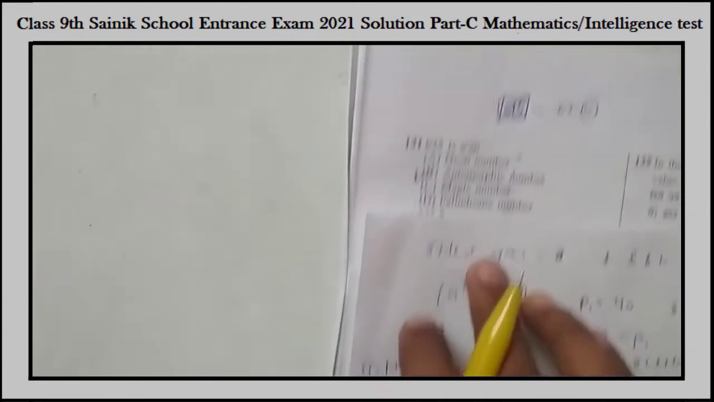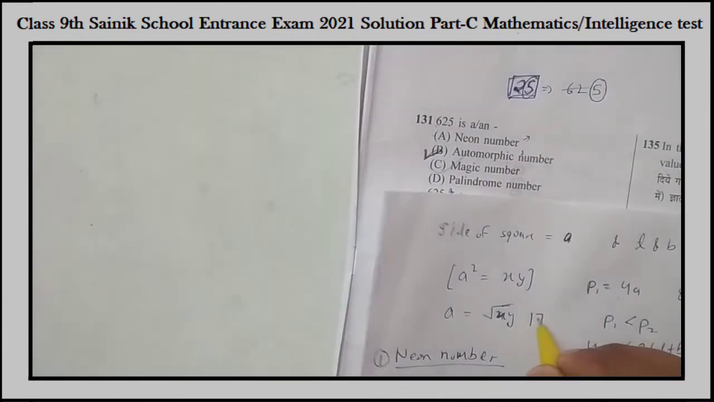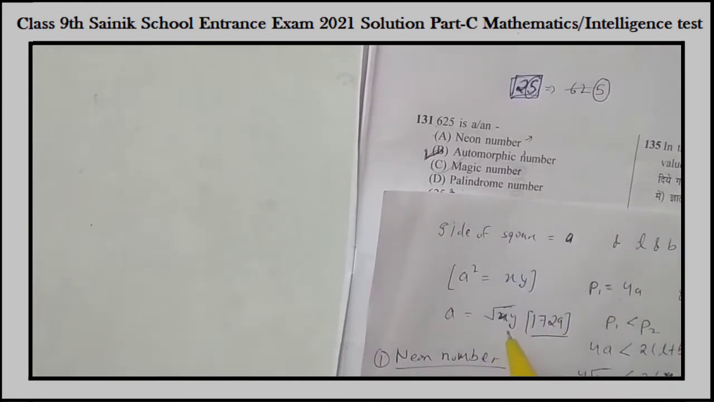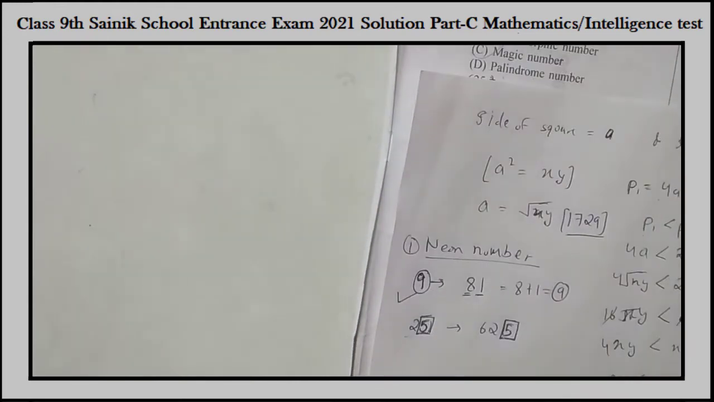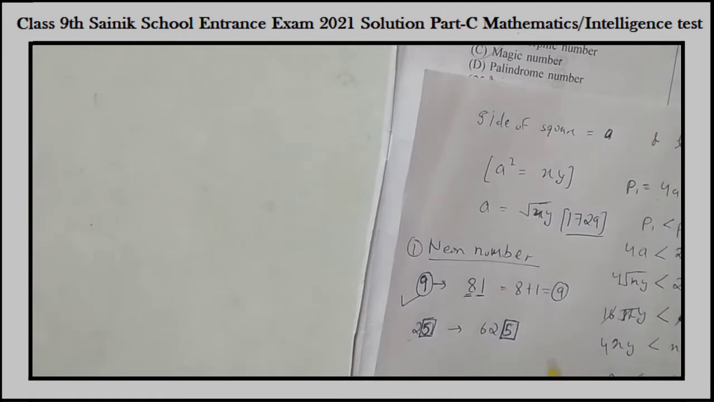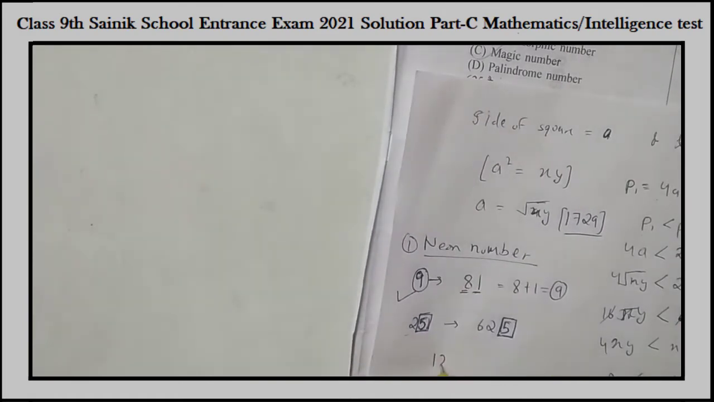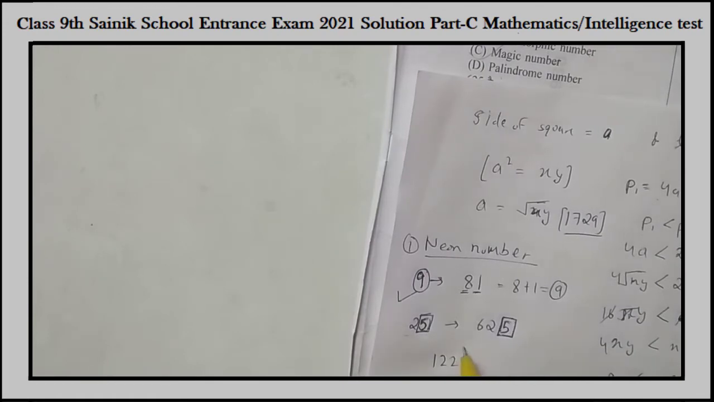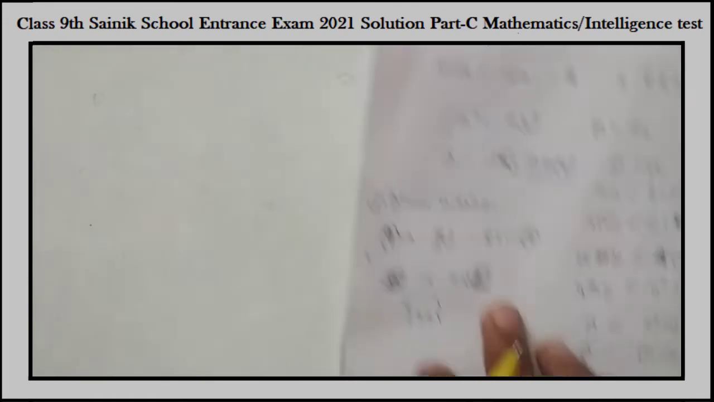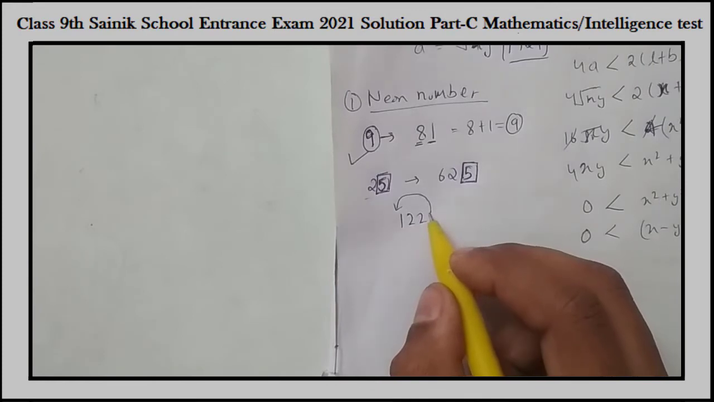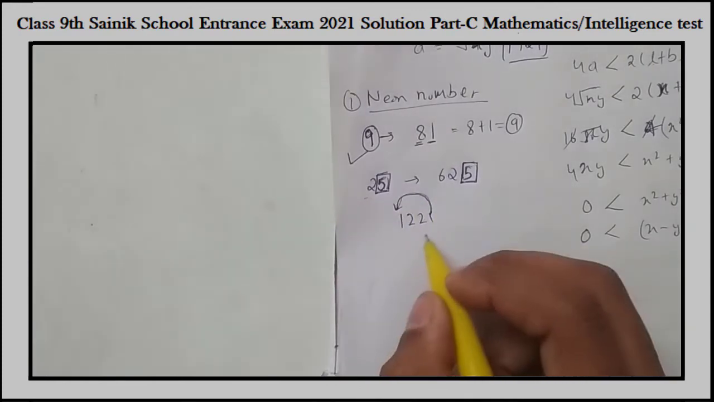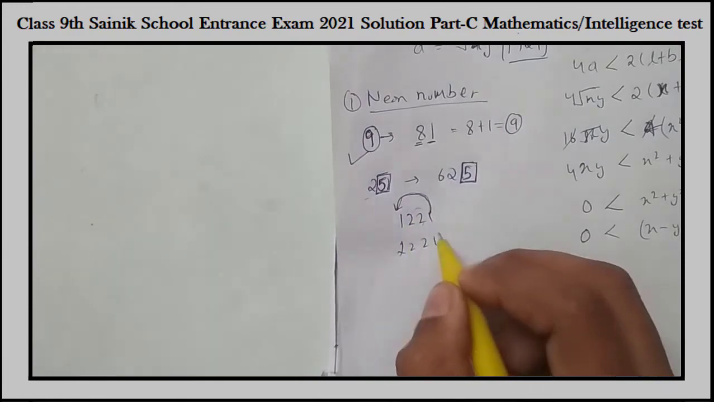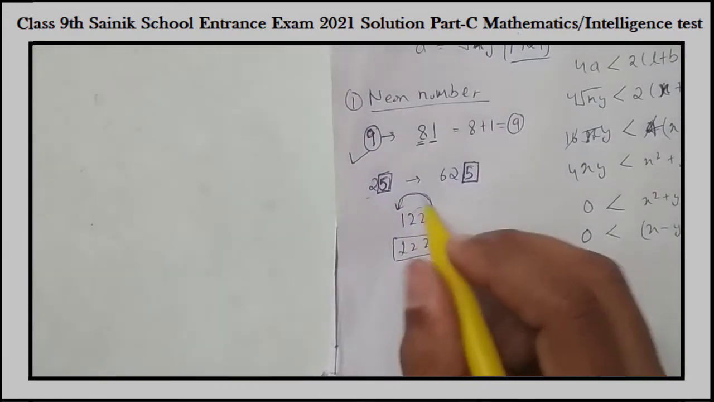What is a magic number? Magic number is 1729. This number is called the magic number in mathematics. What is a palindrome number? A palindrome number means that if we reverse all the digits, we get the same number. For example, 1221. If we reverse all the digits, we get the same number.